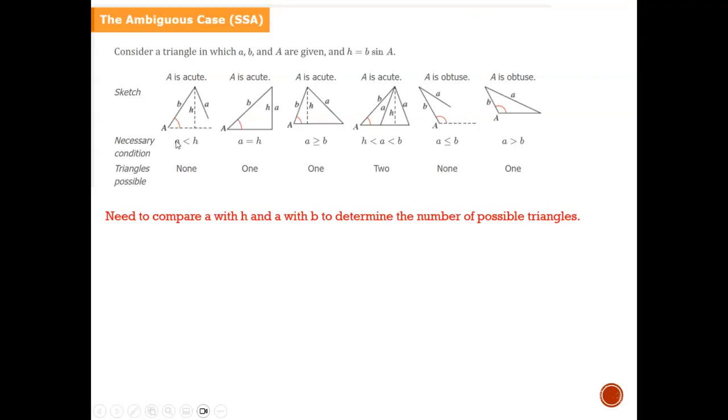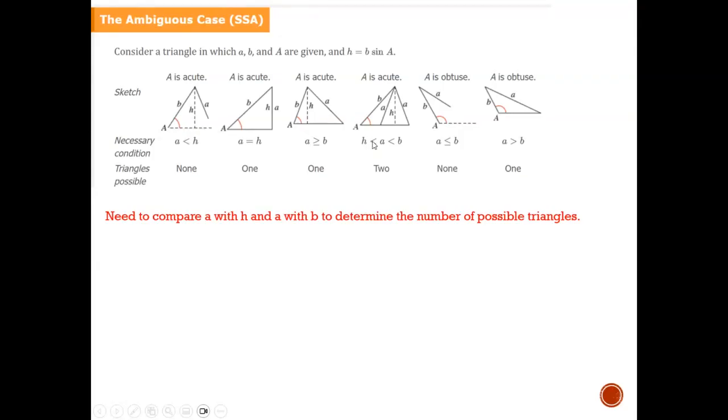So for example, let's say we have the A value, we find the H value. If H is bigger than A, that means we're not going to be able to make a triangle with what's given, and so there's going to be no solution or no triangle possible, okay? When A is acute and A is equal to H, or if A is bigger than or equal to B, then we're going to have a triangle that we can do. Just like the previous ones, we'll be able to get a triangle and find all the values that we need.